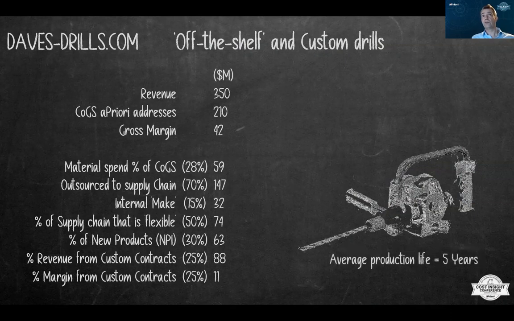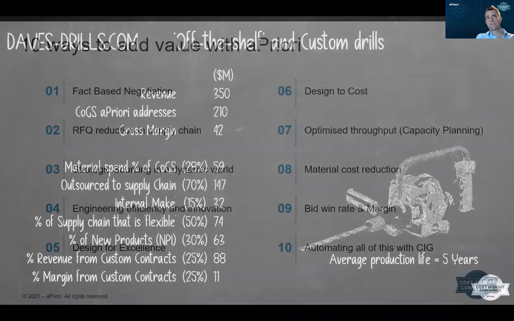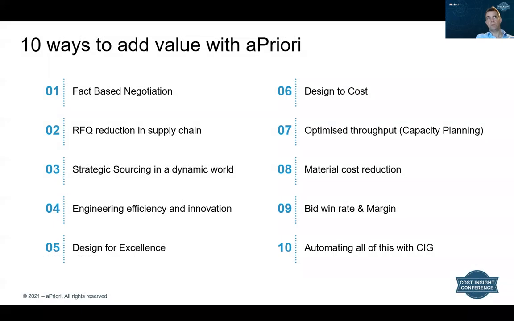My products go into life for about 5 years on average, which is important to note because the decisions I make today could be far-reaching. So how do I solve problems? These are the top 10 that we're going to look at today. Of course, there's about 37 different classic ways in which aPriori can help. These are just the ones we'll look at today.